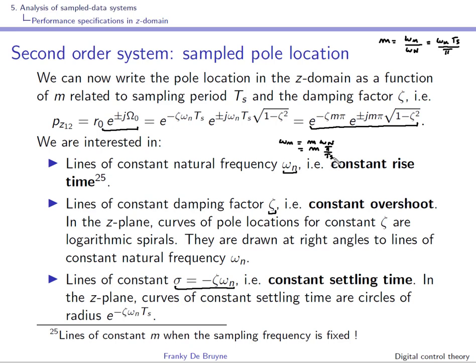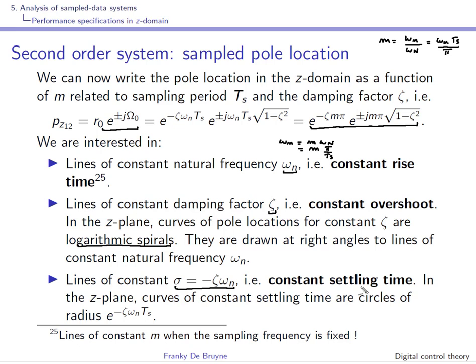If ts has been selected, what you can do is fix m, this will fix the natural frequency, and then let zeta evolve from 0 to 1. So we are also interested in lines of constant overshoot, constant damping factor, so we fix zeta and we let m evolve from 0 to 1, and this will produce logarithmic spirals, and we'll see that those spirals are drawn at right angles with the lines of constant natural frequency.